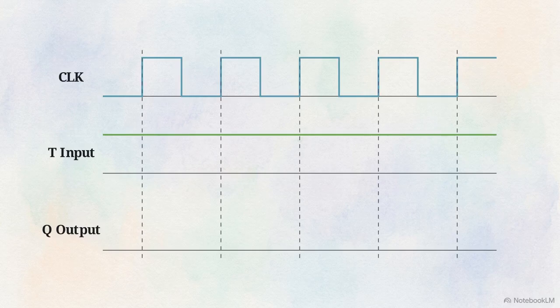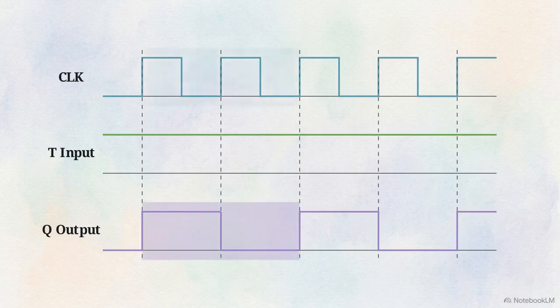Here's a quick challenge. Look at this timeline. If we hold the T input at a constant 1 across 4 clock pulses, what will the Q output waveform look like? Pause the video and sketch it out. Because T is held high, the output is forced to toggle. At the first active clock edge, Q flips from 0 to 1. At the next edge, it flips from 1 to 0, continuing back and forth.